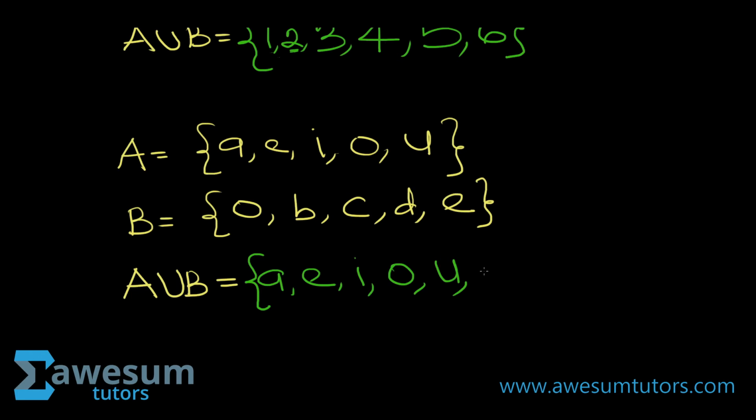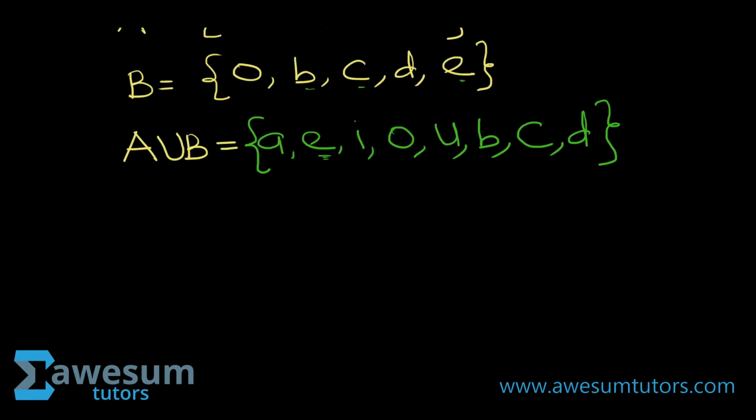O. I cannot write O now because I've already written O before, right? The next one is B. We have not written B before, I can write that. The next one is C. We have not written it before, I can write that. I can write D because we have not written it before. What about E? We have written E right here, so I cannot write E anymore. That is my final answer.